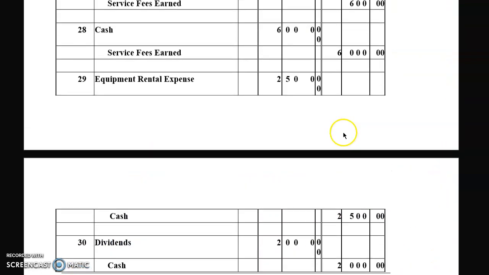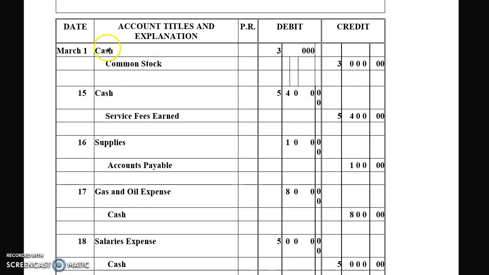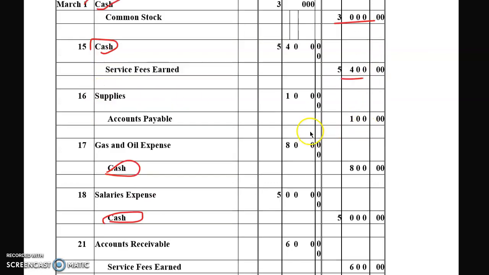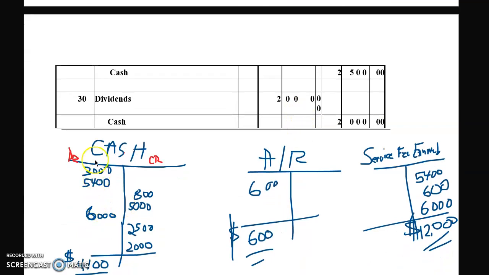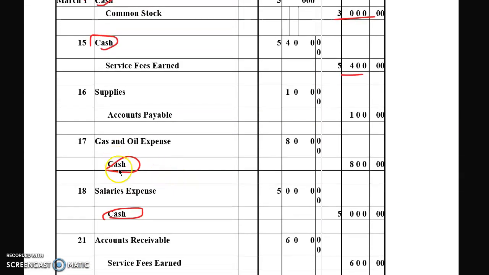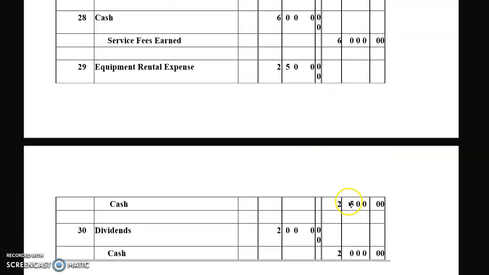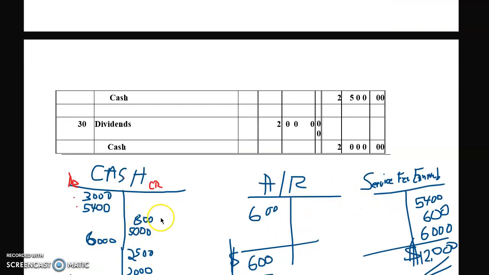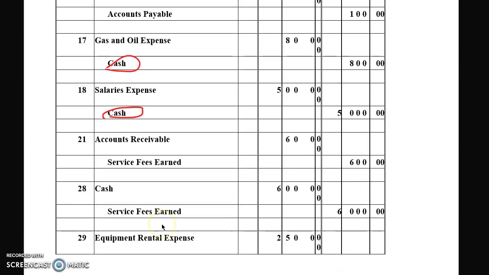All right, so what you do is you go through every one of these journal entries, and wherever there's a cash, you write it down on the T account. Well, these are debits, 3,000 and 5,400. Then the next two are credits, 800 and 5,000. So they go on the right side, 800 and 5,000.